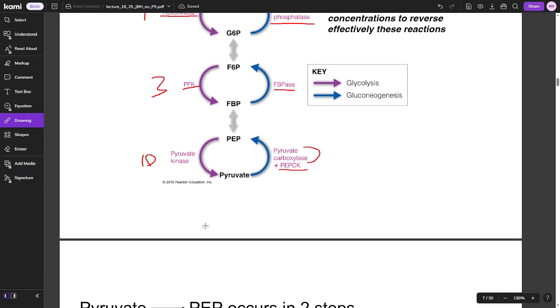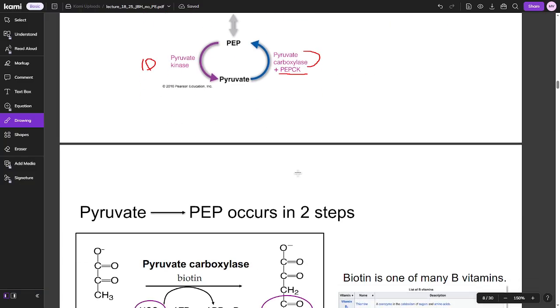Step 10 is a bit weird because basically what we do is we convert pyruvate into oxaloacetate. And if you remember, I talked about this in the previous lecture, if we're adding a carboxyl group, you're going to be using biotin, which is vitamin B7, most likely, right? And then you also have PEPCK, which is a separate reaction that turns it back into phosphoenolpyruvate. But we'll get into that in a second.